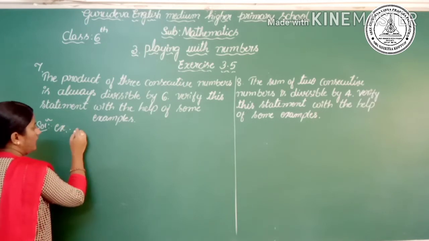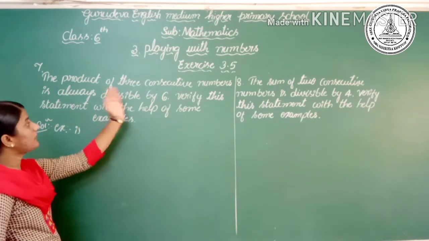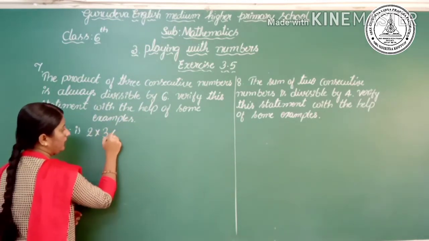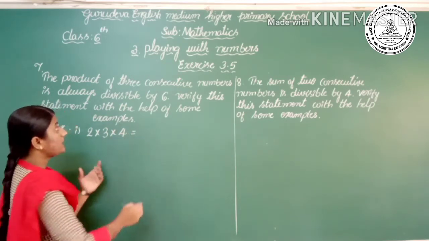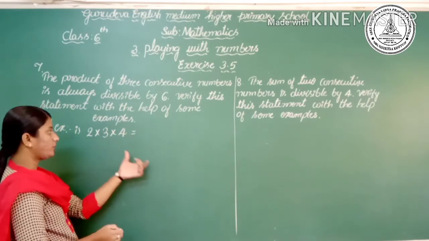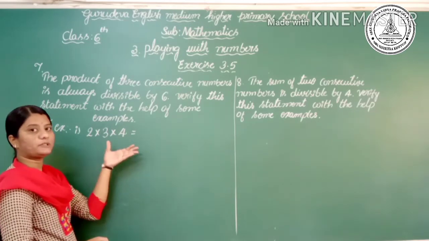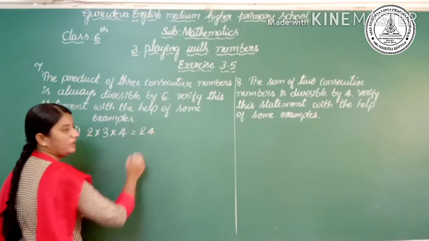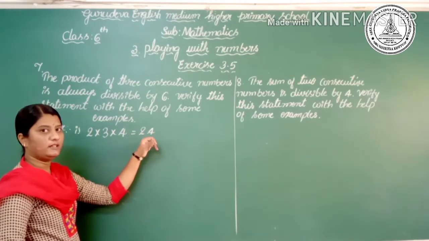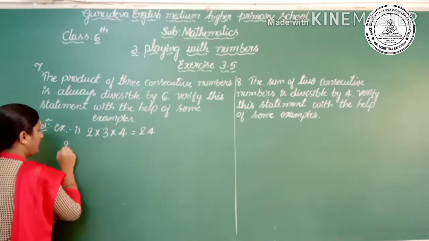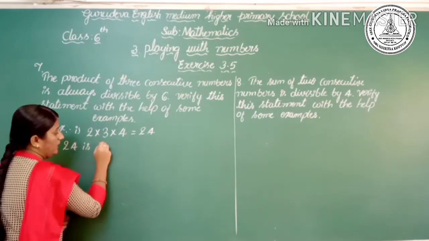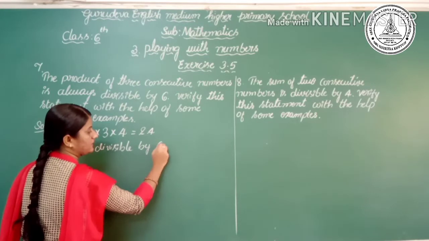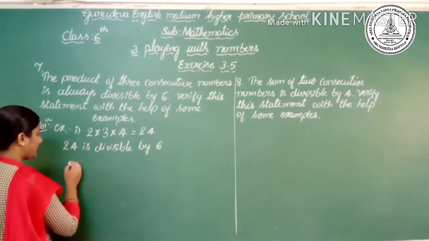Example. First I will take three consecutive numbers, 2, 3, 4. They are asking the product of three consecutive numbers, so we have to multiply here. What is the product of 2, 3, 4? Yes, 2 threes are 6, 6 fours are 24. Then 24 is divisible by 6, is it? Yes, right. Here 24 is divisible by 6.